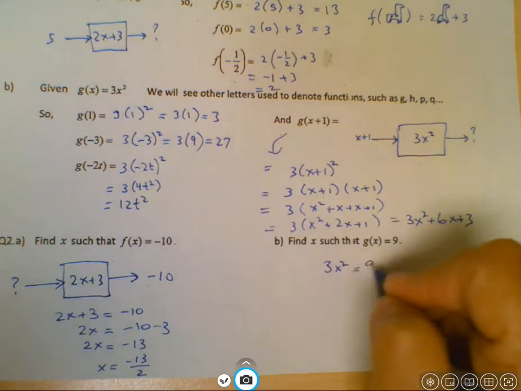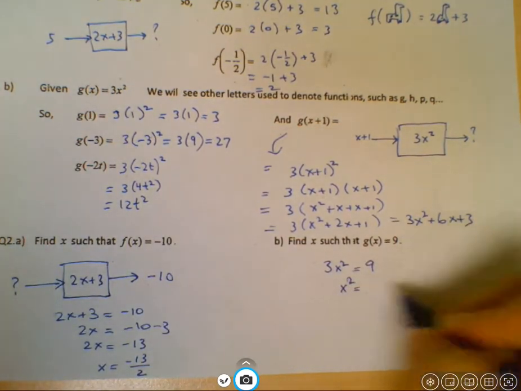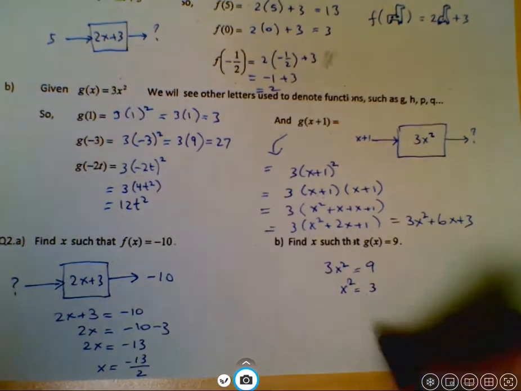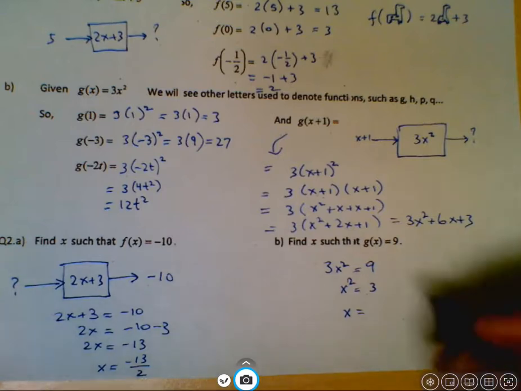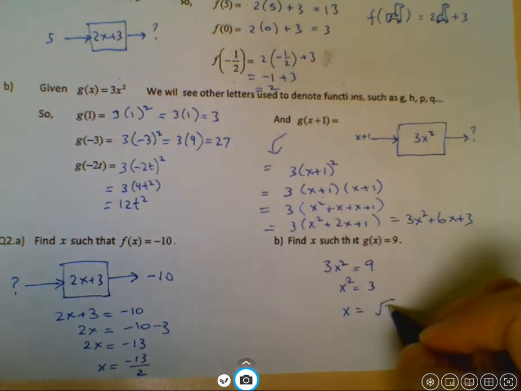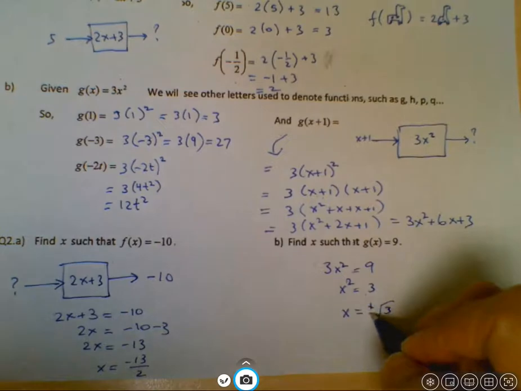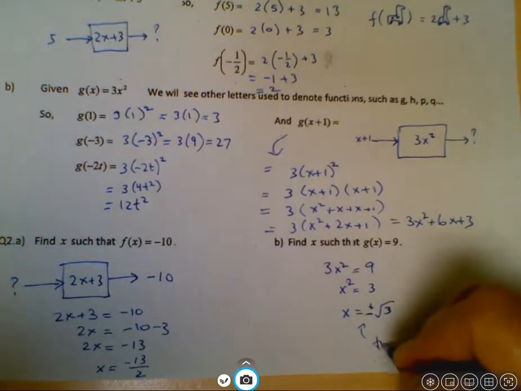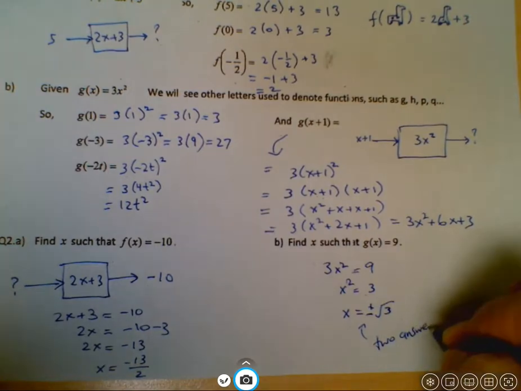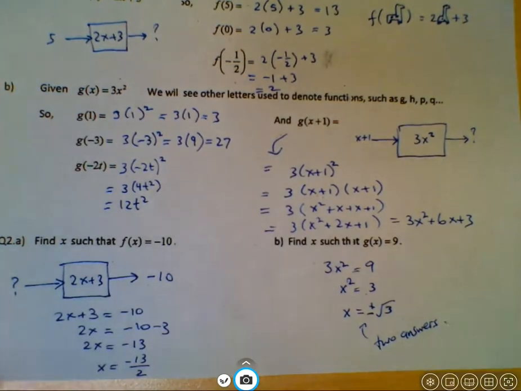If 3x squared is equal to 9, I can solve for the x. Then x squared would equal 3, and x would equal, I take the square root of both sides, being very careful, because when I take the square root of both sides, I introduce a plus or minus. There's actually 2 answers here. So both of these inputs would give you an output of 9. Okay, and so that's the gist of function notation.